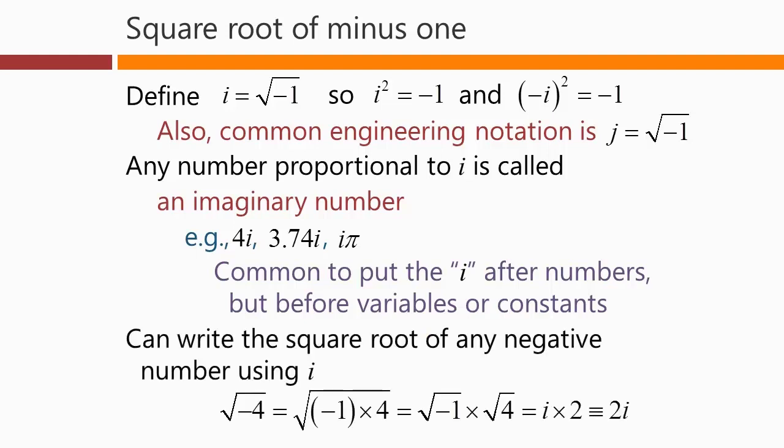And we note that we can write the square root of any negative number using i. So the square root of -4 we could write as the square root of -1 times 4, which would be the square root of -1 on its own multiplied by the square root of 4 on its own. So that would be i times 2, or you might conventionally write that as 2i.